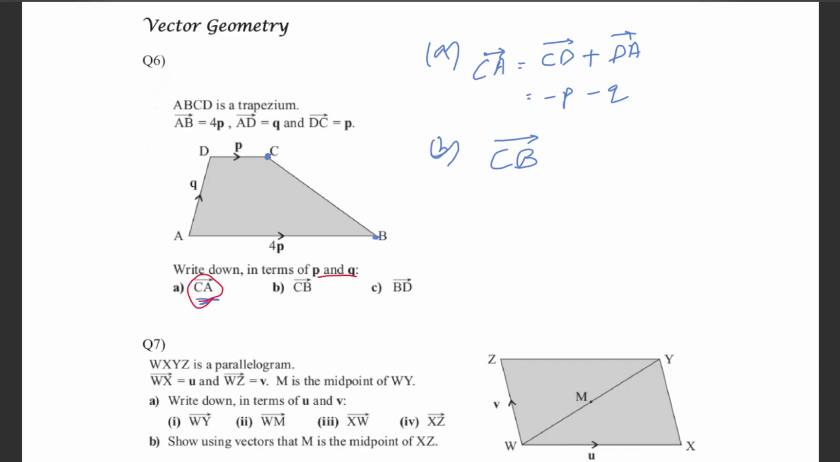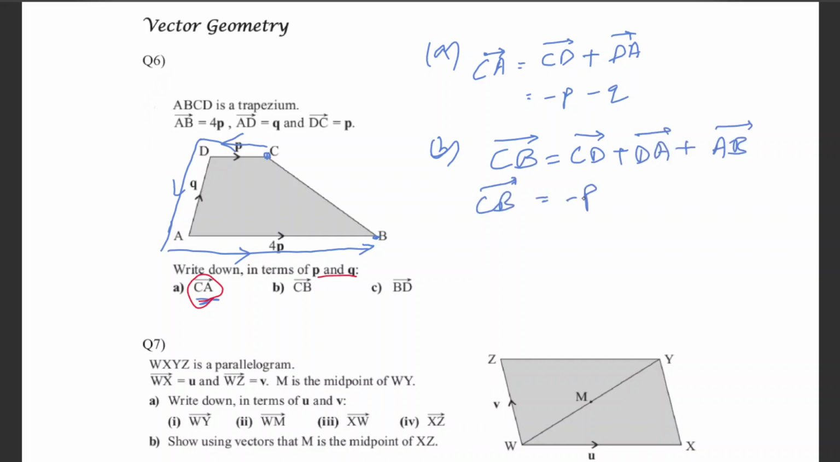So what is CB? CB will be equal to CD plus DA plus AB. Okay. So what is CD? CD is minus of P, right? Because it is opposite of P. What is DA? Minus of Q. What is AB? AB is going in the same direction as given in the diagram, so it should be plus of 4P.